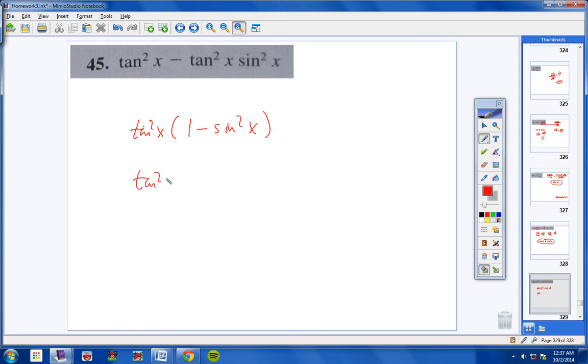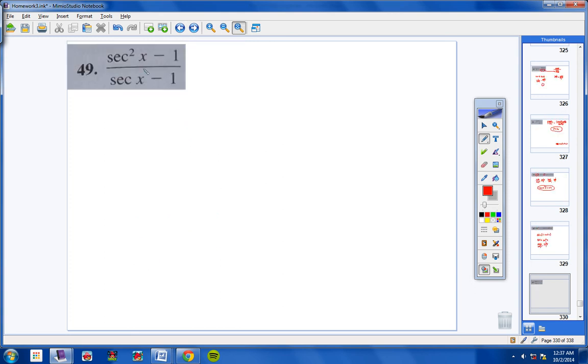Okay? Now, 1 minus sine squared is cosine squared. So now I have tangent squared times cosine squared. Okay? Now, tangent squared is sine over cosine times, look at this, cosine over 1. Multiply, these would cancel, and you're left with sine squared over 1, which is sine squared. And the answer in the back of the book is sine squared, so very good. Okay, 49, let's see here.